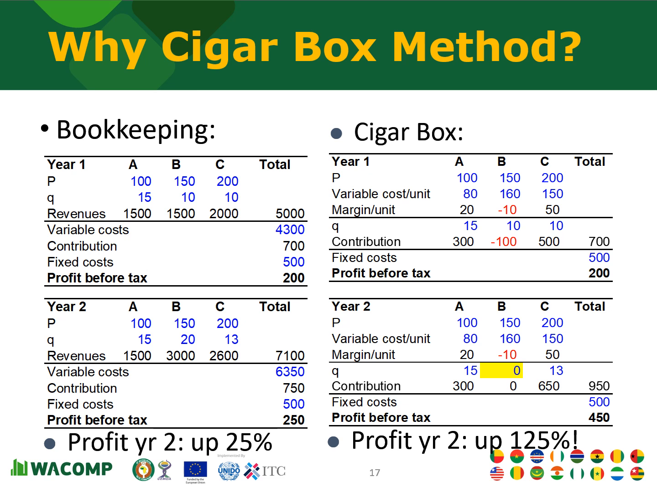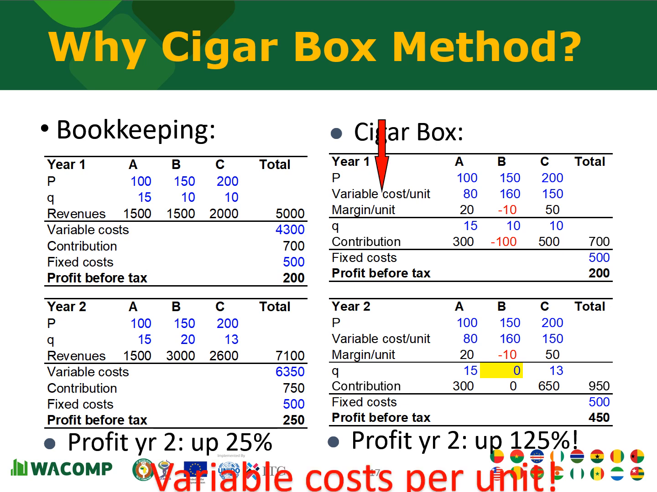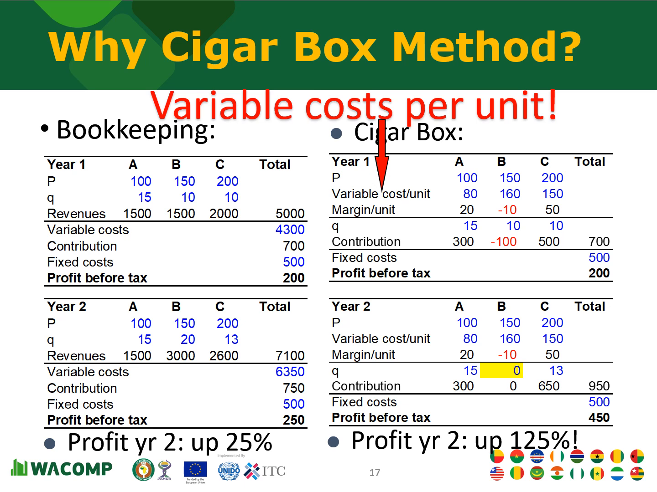Now a question: why do you think the order for B increased by 100%? Well, there's a simple answer. Product B was too cheap, and that was why new orders came in fast. In short, the bookkeeping method, and of course not the bookkeeper, calculates only per period. The contributions of A and C were concealing the losses of B. The cigar box method calculates the variable costs per unit, and that is so important. And we teach you how to do that.